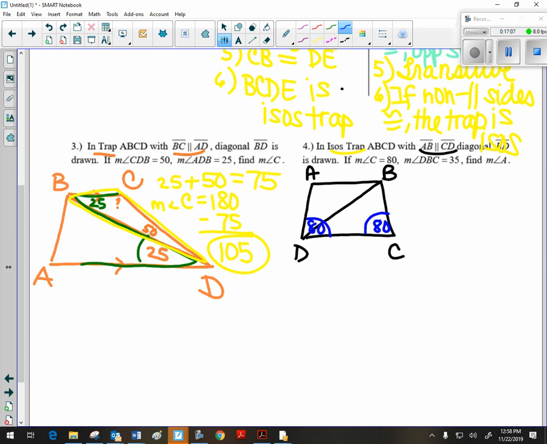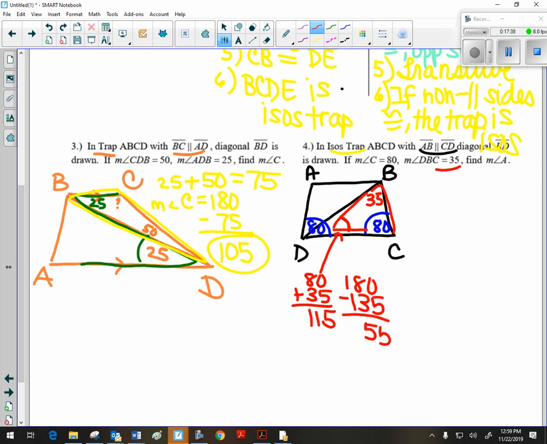Base angles are congruent. When they move on to the next piece of information and they tell me that angle DBC is 35, that allows me to put my focus on this triangle that's in here, and I will know that the missing angle that's over here will be whatever I get when I subtract the 115 for the degrees that are used in that from 180 and end up with 55. How about 45?